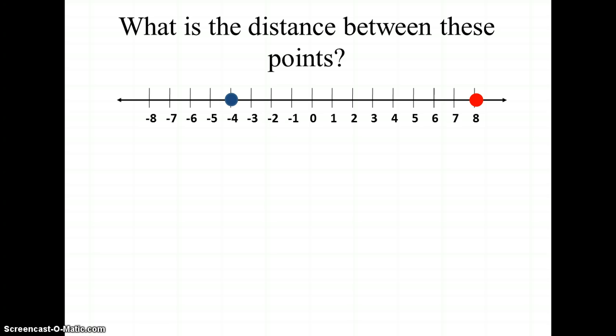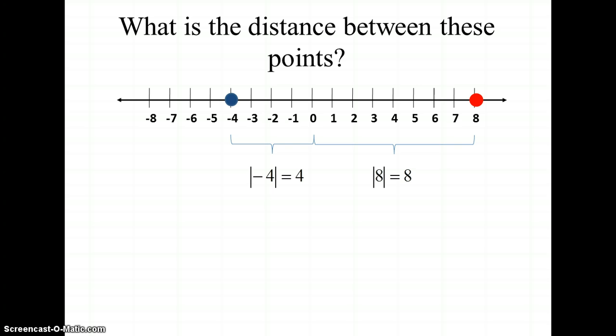Let's look at another example. If I wanted to find the distance between -4 and 8, I could count from -4 to 8 and find out how many units that is. Or I can think, what is the absolute value of -4? How many units would I have to go to get from -4 to 0? And the answer is 4.